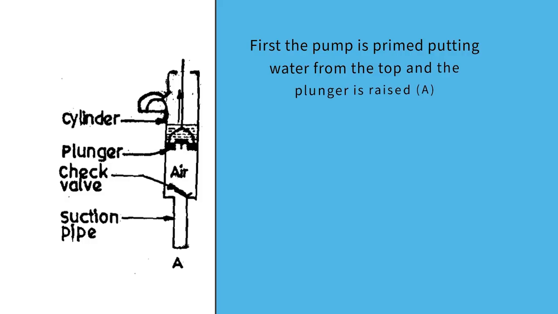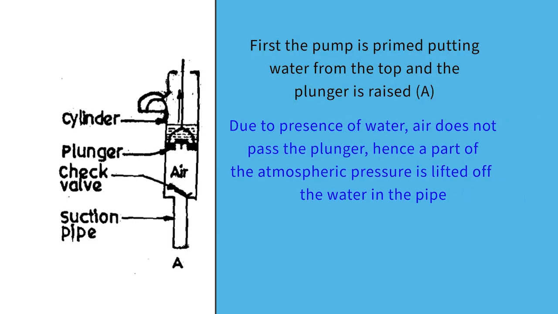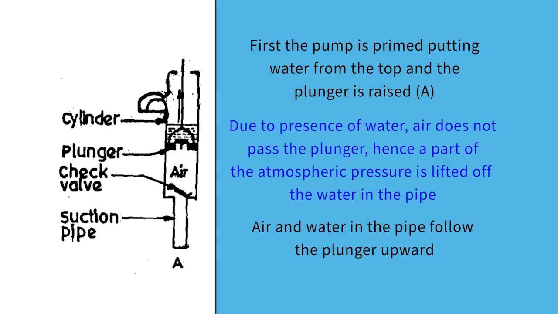First the pump is primed, putting water from the top, and the plunger is raised. This is the position A, shown in the figure on the right side. Due to the presence of water, air does not pass the plunger, hence a part of the atmospheric pressure is lifted off the water in the pipe. Air and water in the pipe follow the plunger upward.